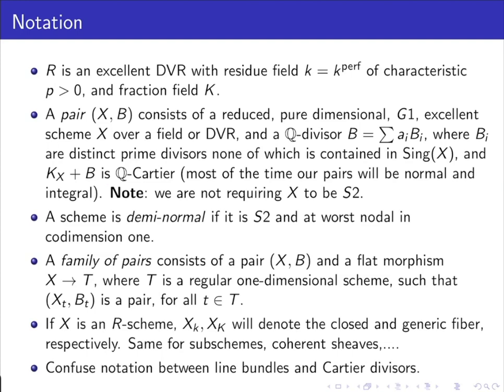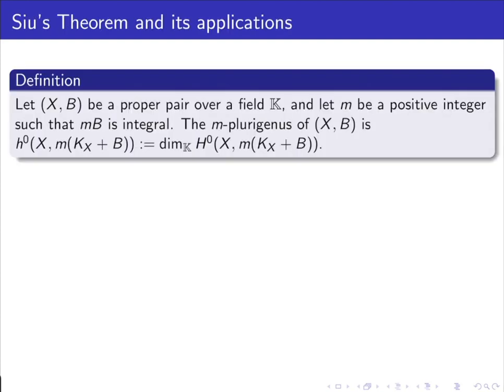All right, so with this out of the way, let me recall what the plurigenera are. If you have a proper pair over a field k and you have a positive integer m such that mB is an integral divisor, then the m-th plurigenus of (X, B) is defined as the dimension of the space of sections of the m-th tensor power of the canonical line bundle K_X + B. If you're familiar with this line of thought in higher dimensional algebraic geometry, these linear systems are the ones that carry all the information about the intrinsic geometry of the pair. And so their dimensions are natural invariants to consider.